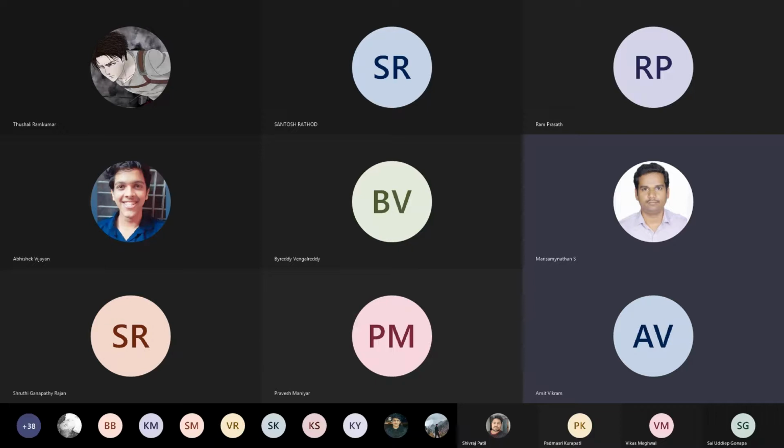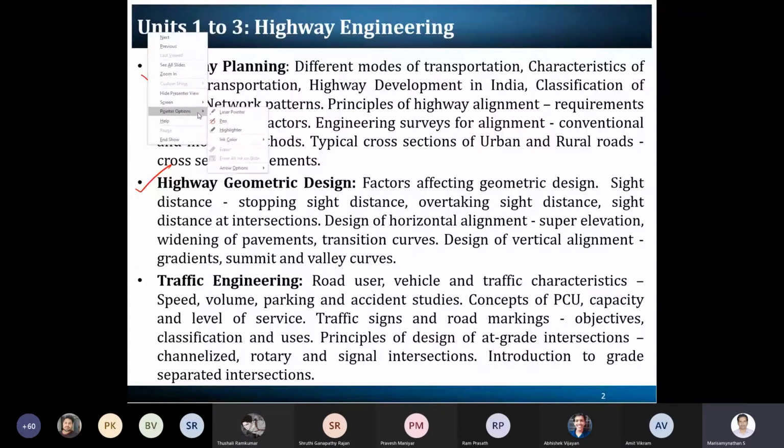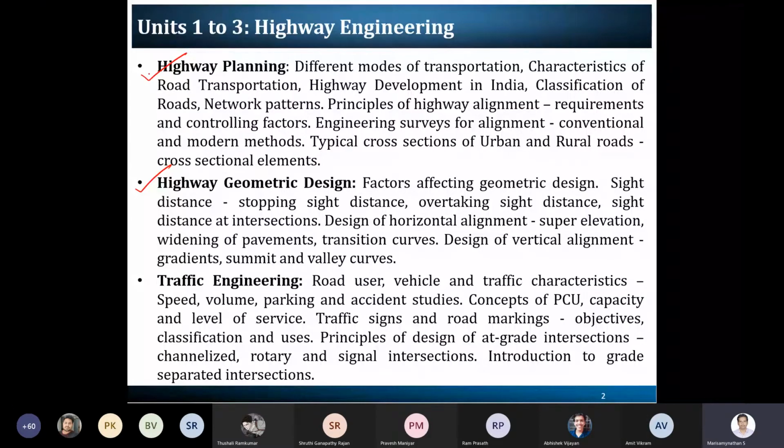Since you have already seen the introductions and the portions we are going to cover, very quickly I'm covering this particular slide. Mainly I'm going to cover highway planning with respect to the different kinds of surveys, the existing conditions, and how roads play a major role; that we are going to cover in the first unit. The second unit depends on geometric design: various horizontal curves, vertical curves, super elevations, and different design parameters with respect to highways as well as road infrastructure. That we are going to cover in the second unit, highway geometric design.